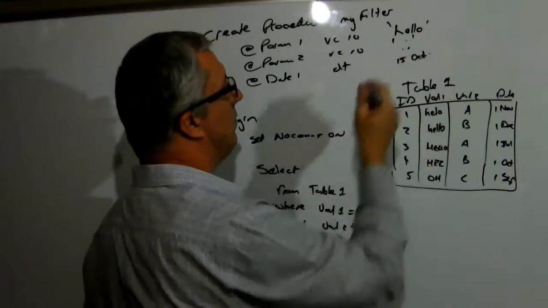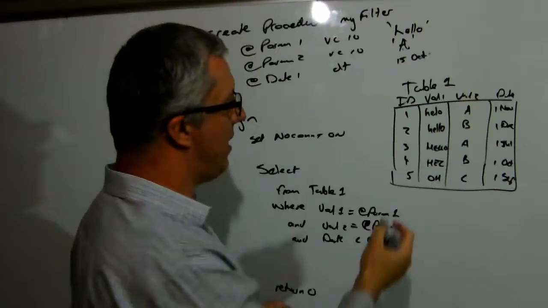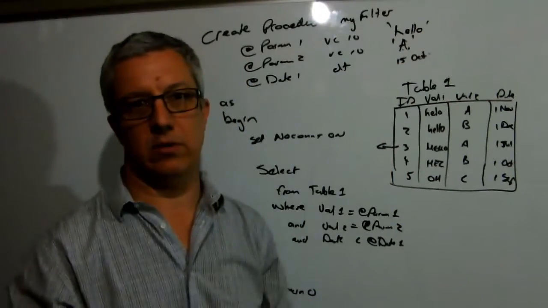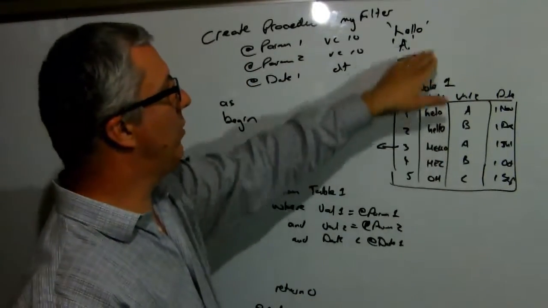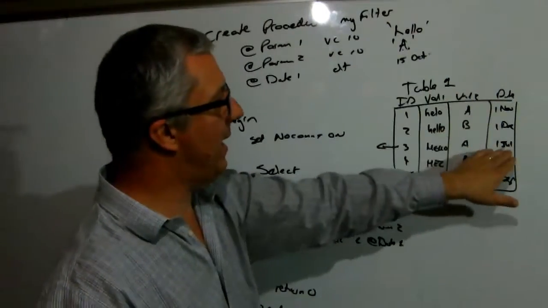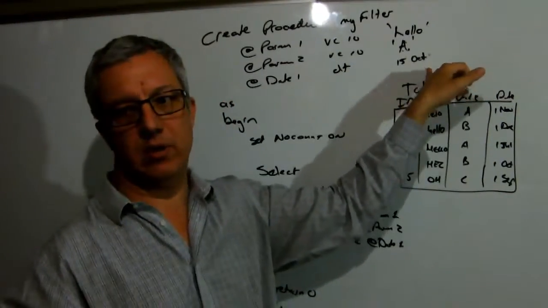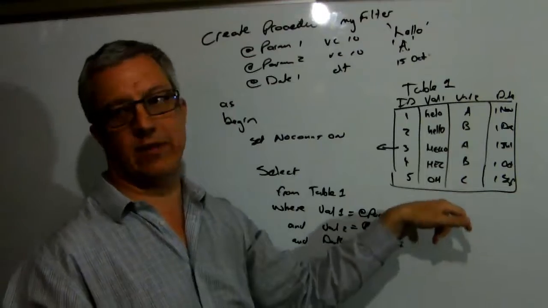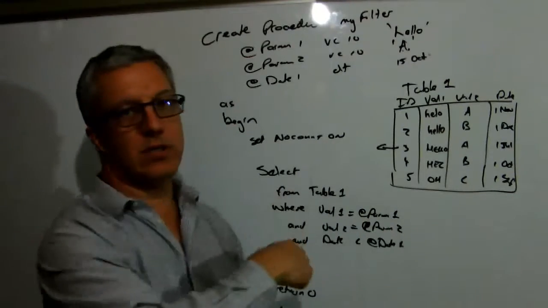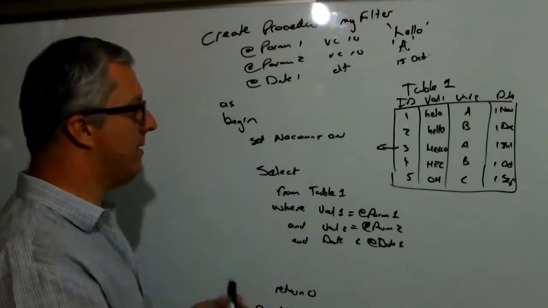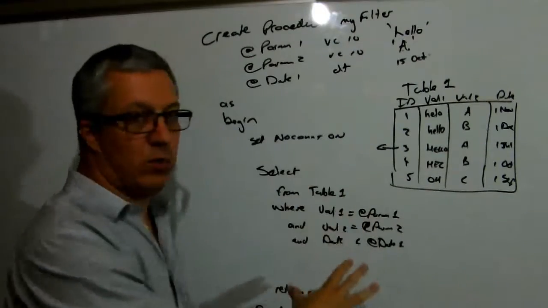If we change that to A, then only that record will return. Okay, because hello matches, A matches, and 1 July is before 15 October. So only that one will return, none of the others will return, because that's basically what this thing tells me. Okay, so that is the basic of an equals and a smaller than.